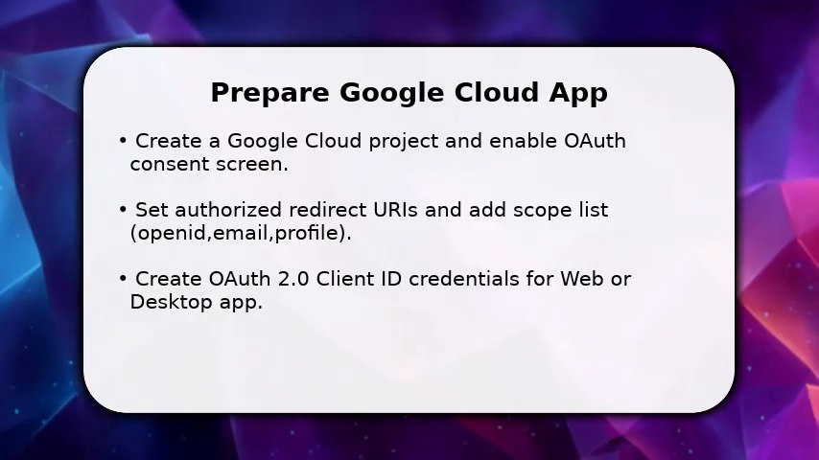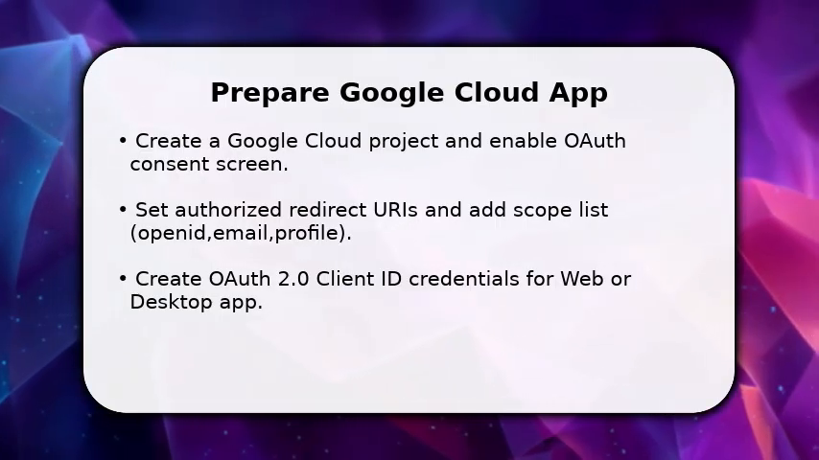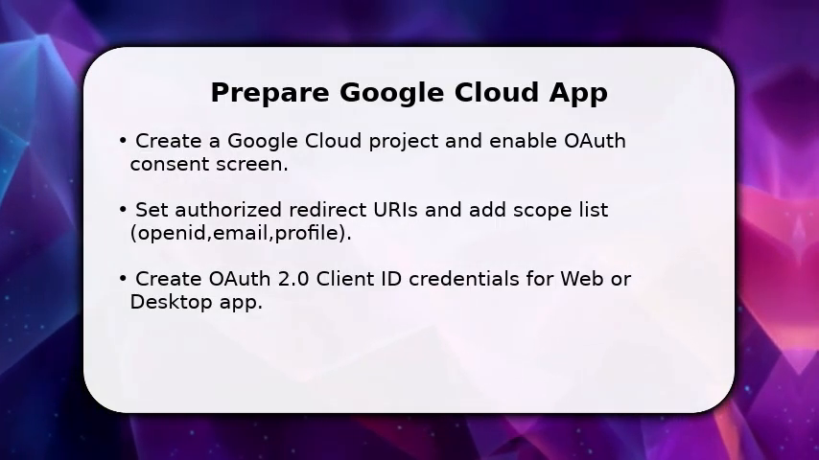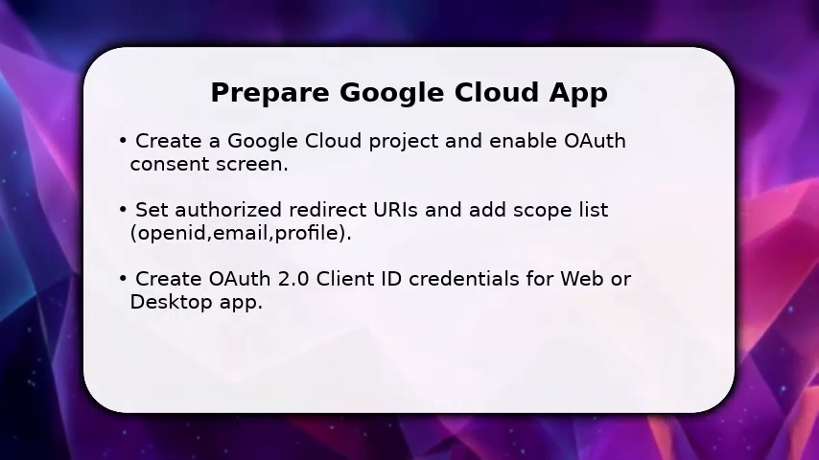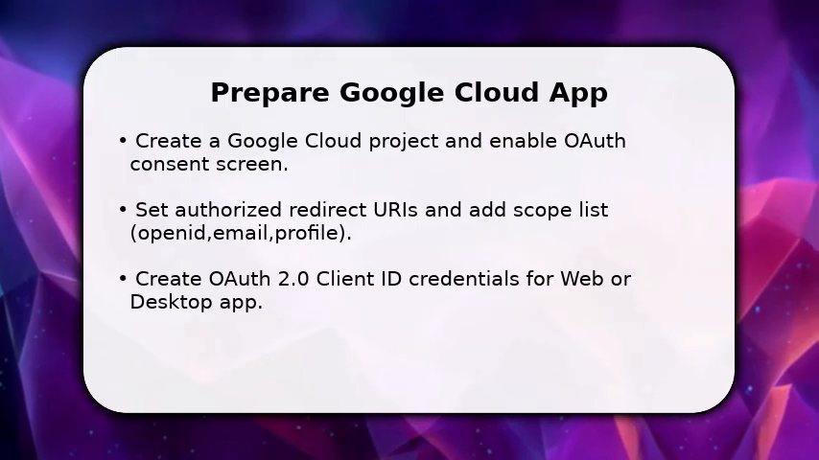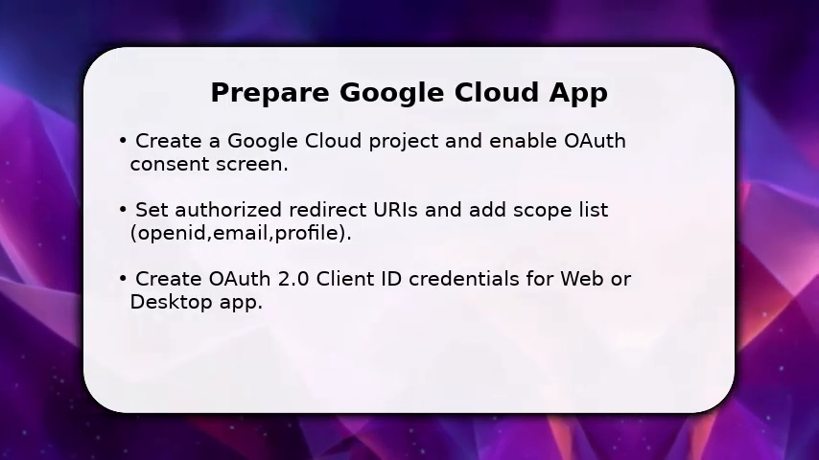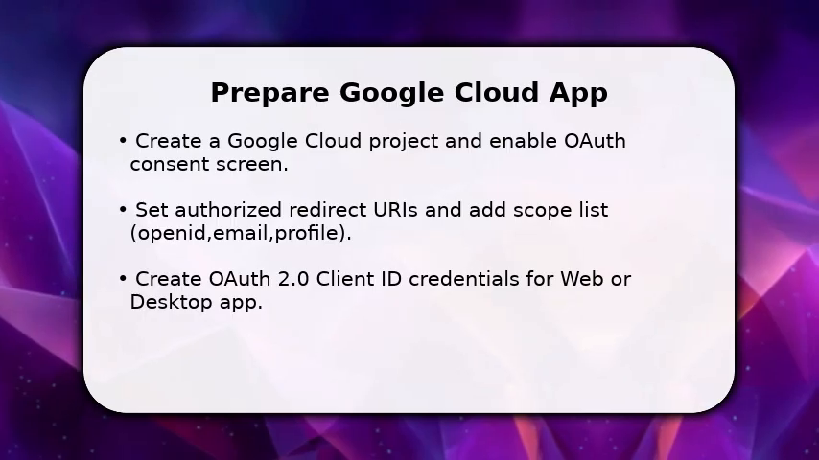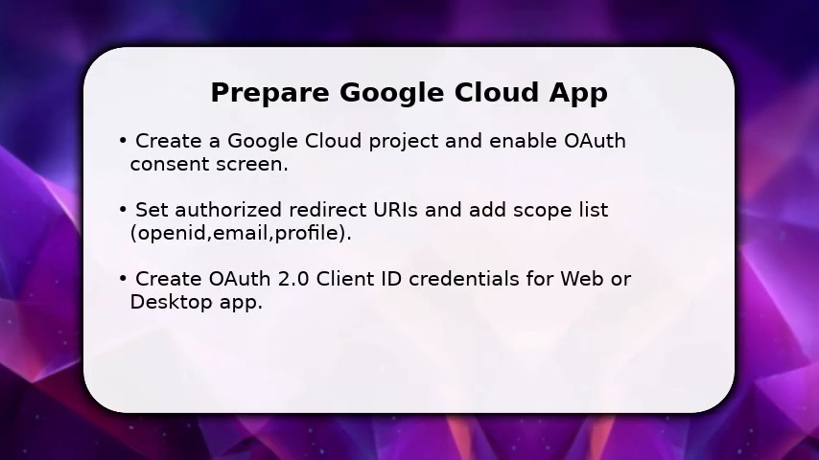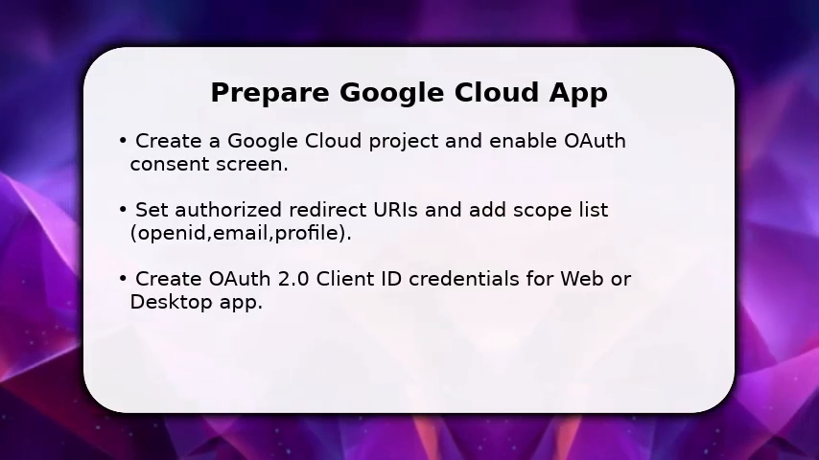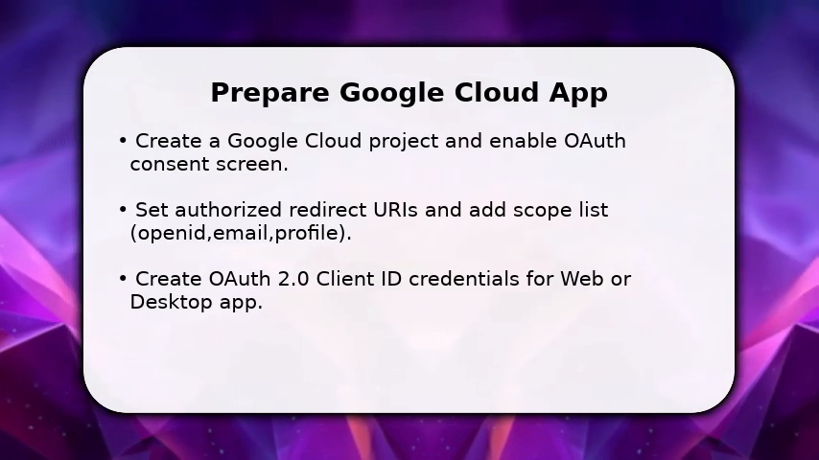You start by preparing the cloud project so authorization works. Create or select a Google Cloud project and configure the OAuth consent screen with app name, support email, and scopes you need. Then create OAuth 2.0 credentials and choose the right application type, web, desktop, or mobile, and enter exact authorized redirect URIs. Once done, copy the client ID and client secret. You'll use them in your app's configuration right away to begin the authorization flow.